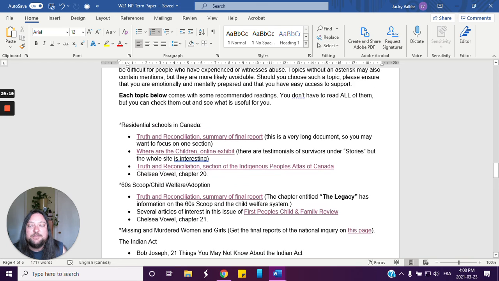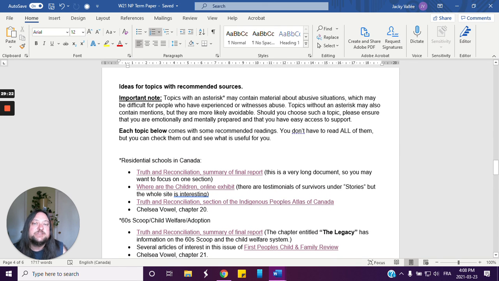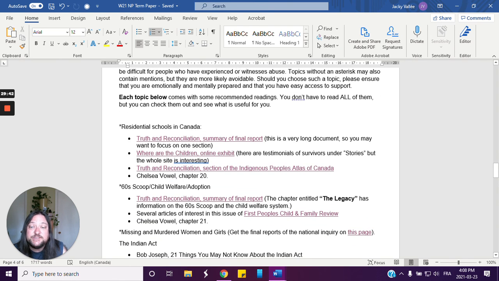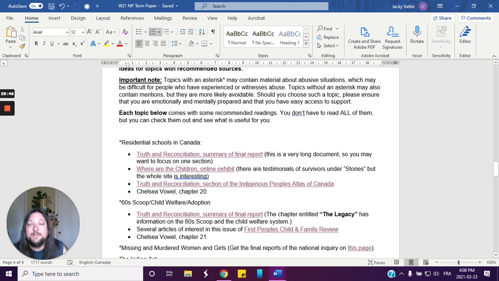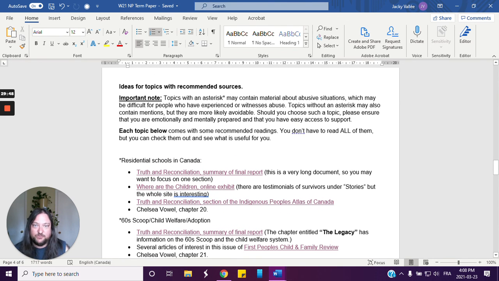The first few topics have a little asterisk. Those contain material about abusive situations, and so if you're a survivor of abuse, or you've witnessed abuse in your life and you're not ready right now to deal with that kind of topic, you might want to stay away from those. At some point, these are things that need to be learned about: what happened in residential schools, the 60s Scoop, or missing and murdered women and girls. But if you're not ready right now, then you have tons of other things that you can explore.